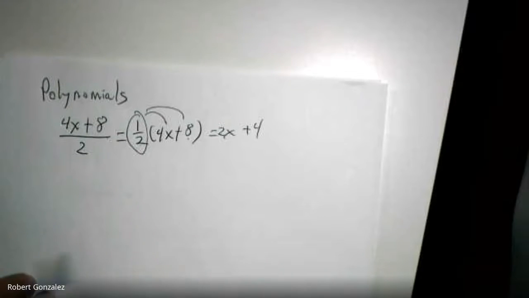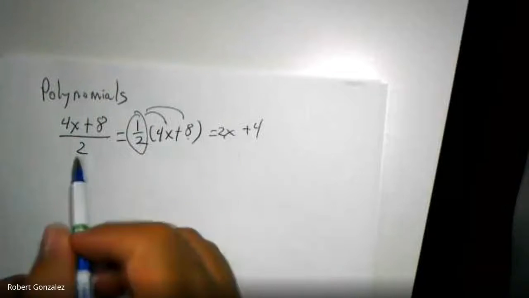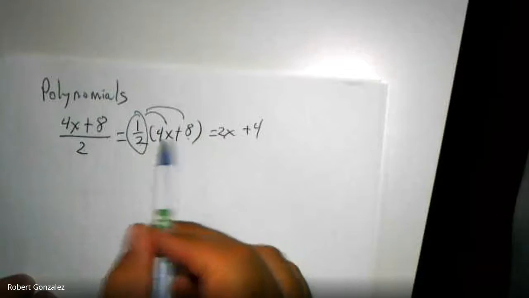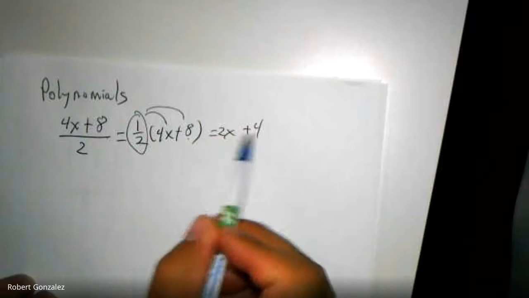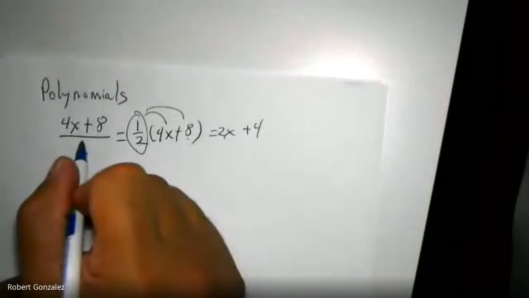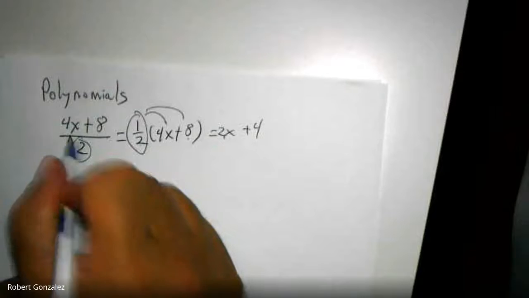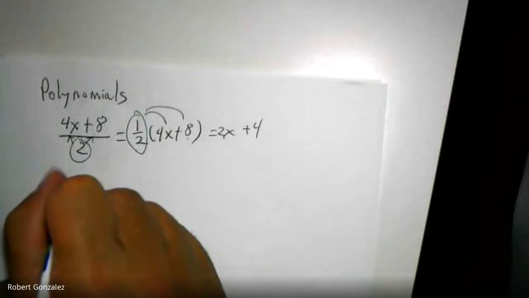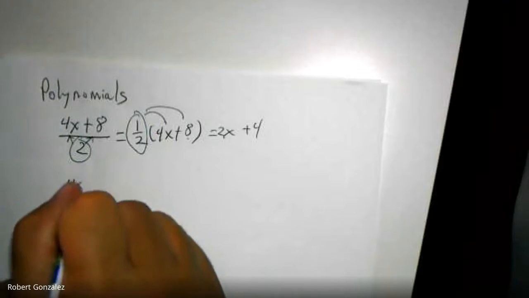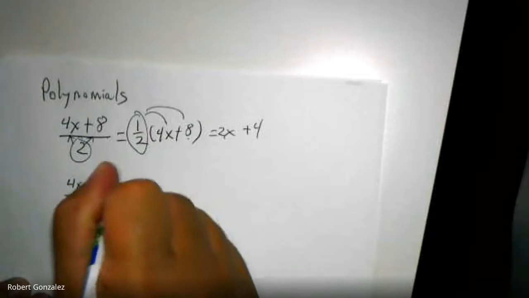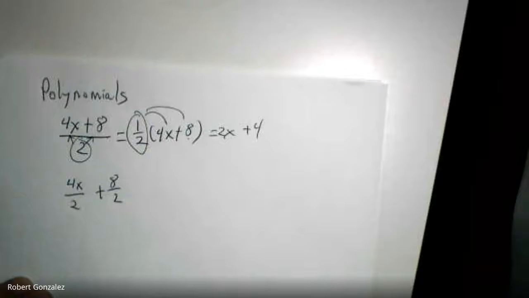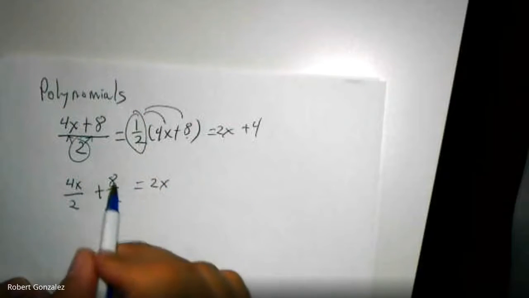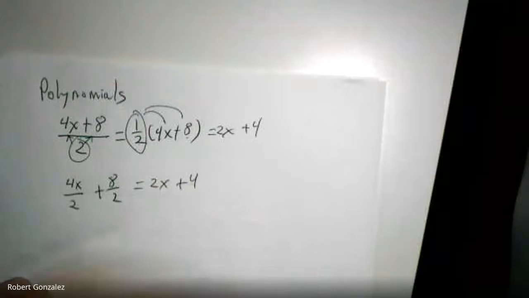Okay, so I have the 2 here, and we did 1/2 of 4x plus 8, gives us 2x plus 4. I could just distribute the 2 to each of these. Whatever's in the denominator goes to each term of the numerator. So now I can see 4x over 2 is 2x, and 8 over 2 is 4.